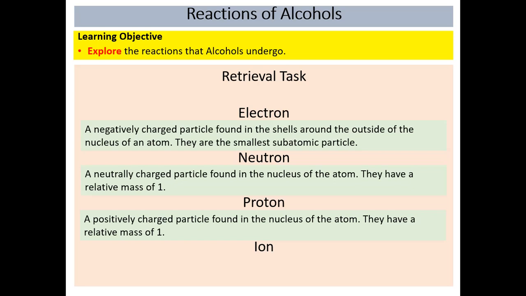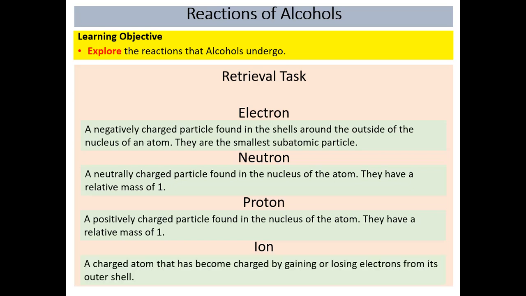So the last one then is an ion. What is an ion? It is a charged atom. So it's the atom as a whole that has become charged, and it's done that by gaining or losing electrons from its outer shell. So if it gains electrons, it is a negatively charged ion, and if it loses electrons, it is a positively charged ion. So make sure you've got those down, correct your answers if you got them wrong, and do learn those. They are very important for a lot of things in chemistry.